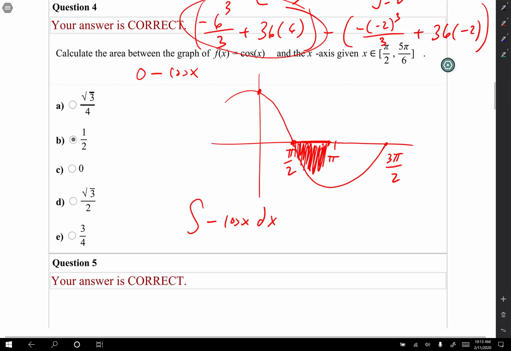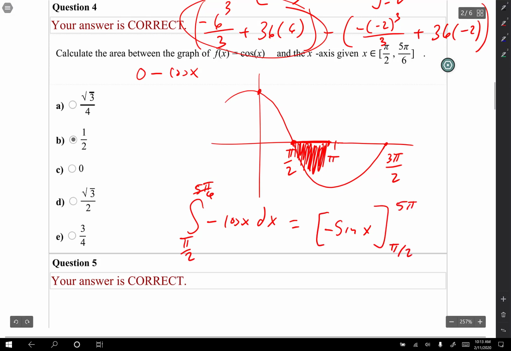So here we go. I'm going to write pi over 2. I'm going to write 5 pi over 6. So antiderivative of cosine x, let's see, negative, and pi over 2 to 5 pi over 6. So you're going to need a little bit of pre-calc, guys.